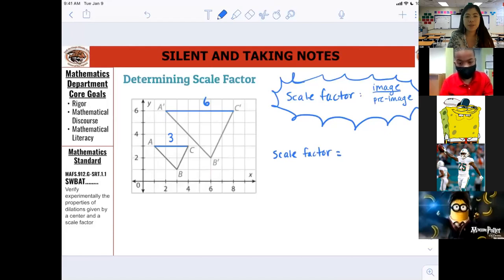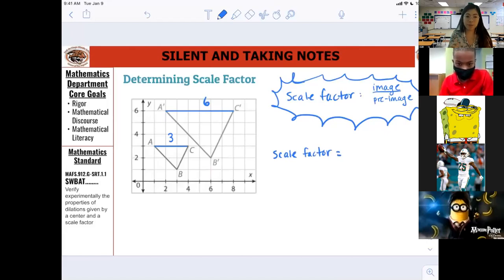So my scale factor, what is it? Is it 6 over 3 or 3 over 6? It's 3 over 6, meaning A is from the non-prime number. Which one? How do you call that? I don't know, but it's divided by 2.